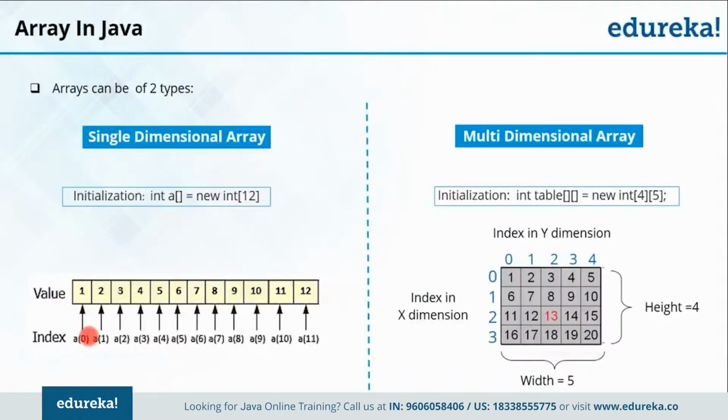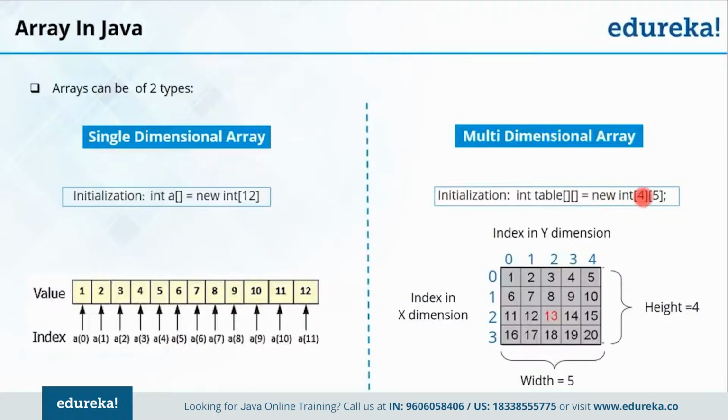The indexing starts from 0 and goes on all the way to 11, and corresponding values are being stored here. So let's say if you want the value of 7, then all you need to do is take A of 6. Now when we talk about a multi-dimensional array, your data is going to be stored in a matrix format. So you can see the initialization is also slightly different. You again specify the data type, the name of the table, then you're going to use two sets of square brackets.